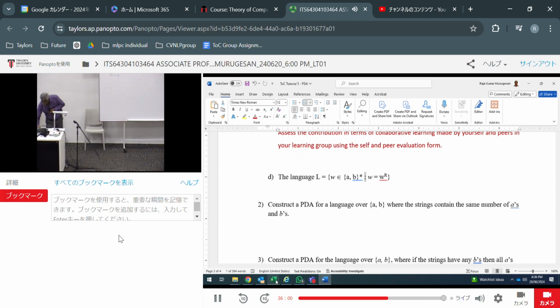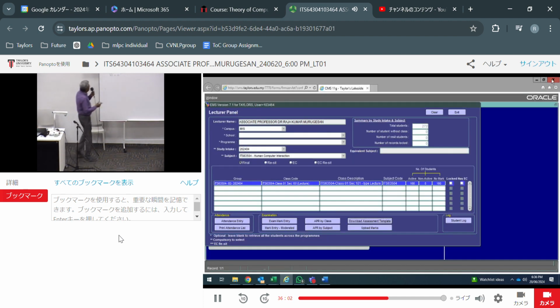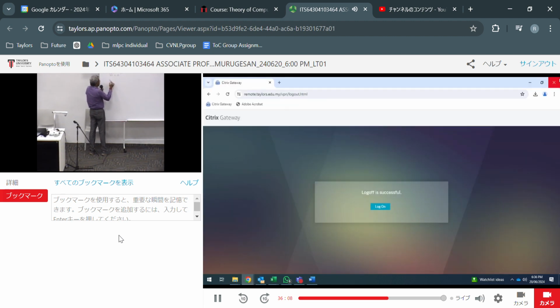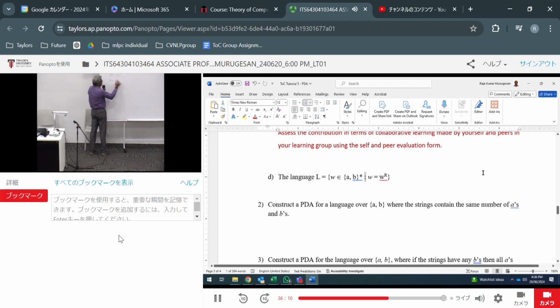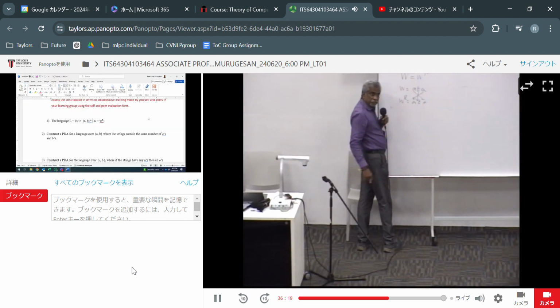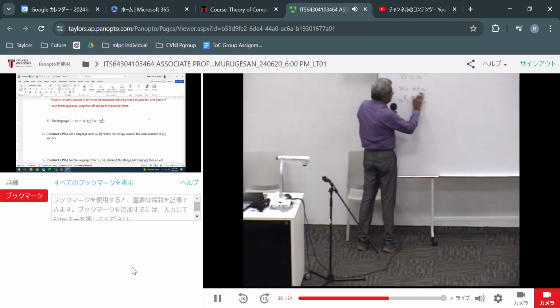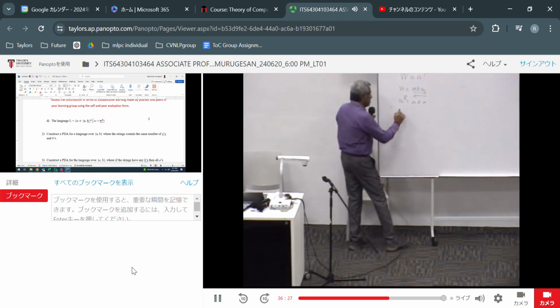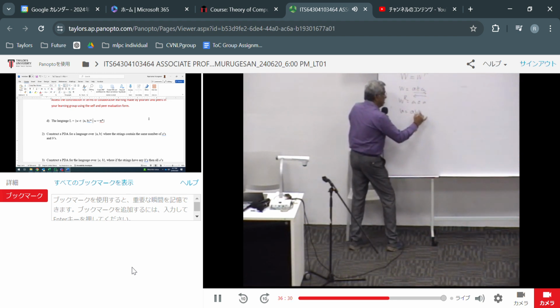Let me kill this because it keeps popping up. All right, so we read this as the string is same as reverse of the string. So if your string is A, B, A, then the reverse of the string is A, B, A. That is, whether you read in the forward direction or in the reverse direction, it is the same. If your string is A, B, B, A, then the reverse of the string, you write in this direction, is A, B, B, A.